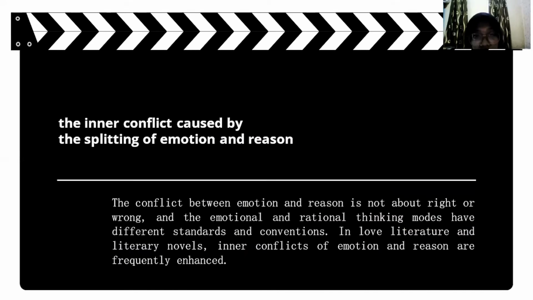The confrontation between emotion and reason does not involve right or wrong. Emotional thinking and rational thinking have different standards and norms. The inner conflicts of emotion and reason are often used in love literature and literary stories. Almost every love story encounters emotional and intellectual entanglement. For example, in the movie Late Autumn, a seemingly impossible but figurative love that the male and female protagonists develop with great contrast and completely different experiences in a few days is entangled constantly in emotion and reason.